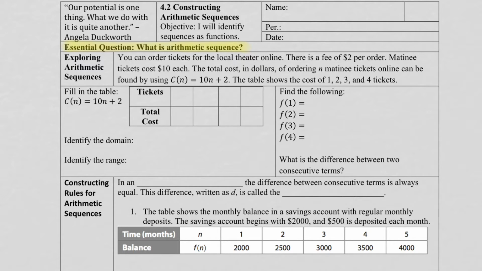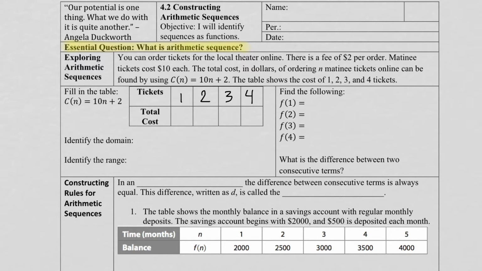The table shows the cost of 1, 2, 3, and 4 tickets. Actually, the table doesn't show anything. We have to figure that out, okay? But it's asking us to figure out the cost for 1, 2, 3, and 4 tickets for this function right here, C of n equals 10n plus 2. So we're going to fill it in for 1 ticket, 2 tickets, 3 tickets, and 4 tickets. So we're going to use a little bit of math and maybe actually mental math like we were practicing yesterday.